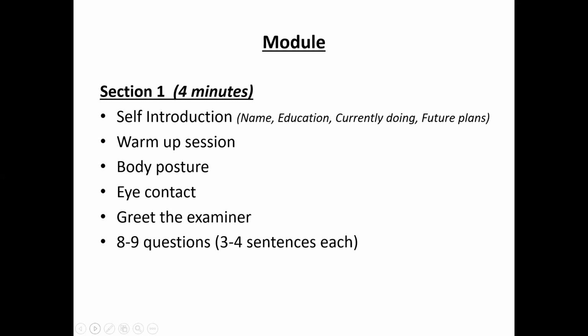Maybe the first 5 questions can be about your hometown, and the next 5 questions can be about the weather in your city, and you have to give 2 to 3 line answers. Never answer in 1 line or 1 word. Try to give a lengthy answer for part 1. And these are the other points: having eye contact, greeting the examiner before and after your test, and sitting in a comfortable position. And that's about it for section 1.